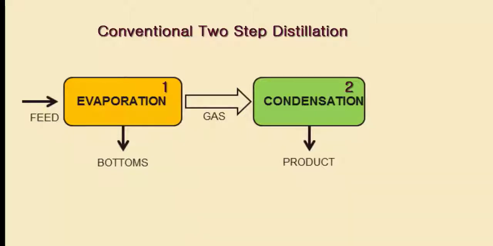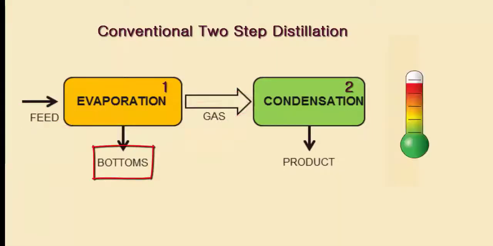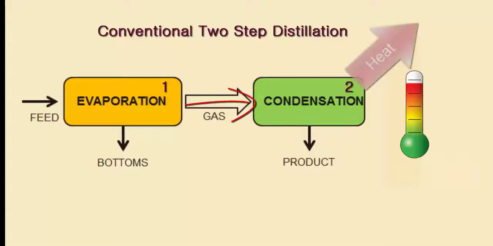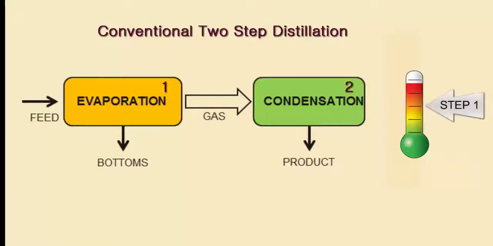In step 1, called evaporation, a feed liquid is caused to boil through the addition of heat. This generates a gaseous stream and a liquid residue or bottom stream. In step 2, the gas previously generated is condensed through the removal of heat to form a stream of liquid product. An important feature of this process is that the temperature of step 1 must be higher than that of step 2. This is a limitation in the processing of delicate substances.